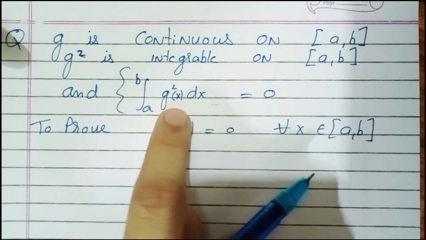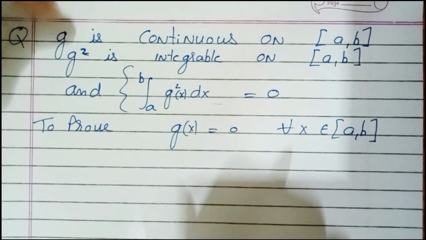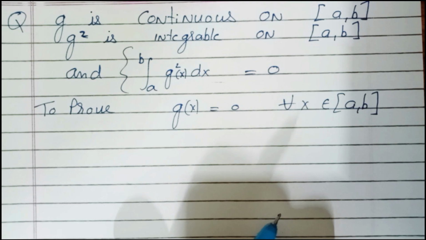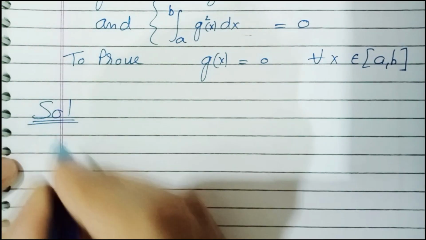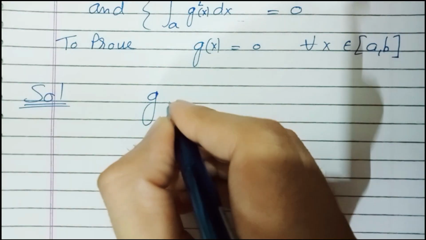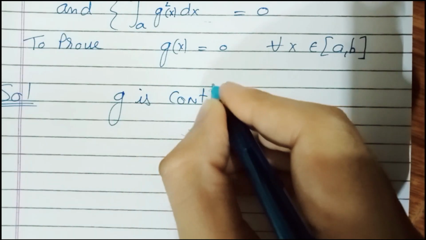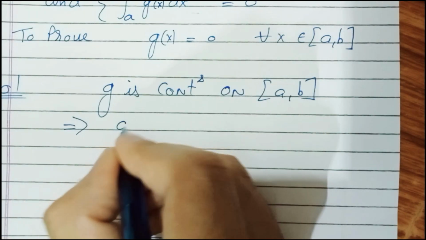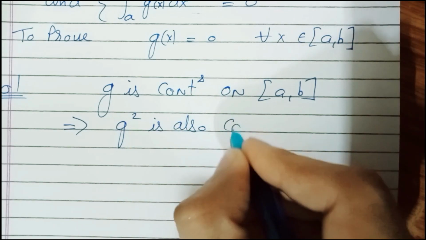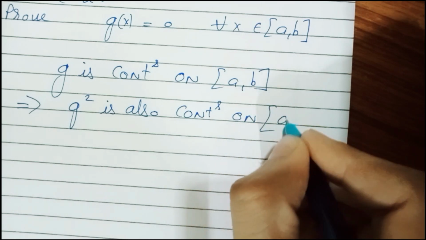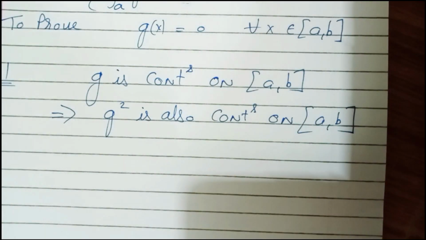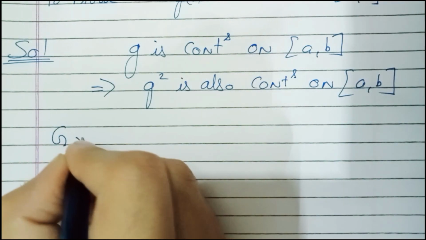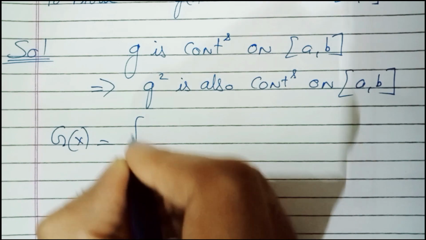Okay, so how do we do that? We do that in the following manner. Solution. Now I know that g is continuous on a to b, which implies g square is also continuous on a to b. And we know that for a continuous function it's easy to construct an antiderivative. How? In this way. We define capital Gx to be a function which is in this way: integral from a to x of g square x dx, x belonging to a to b.